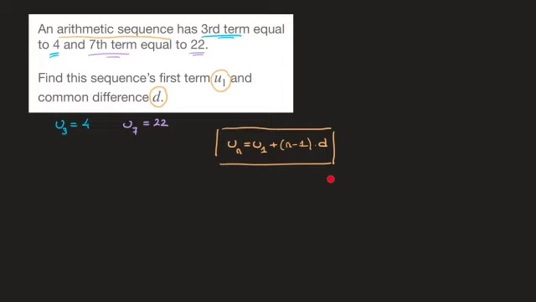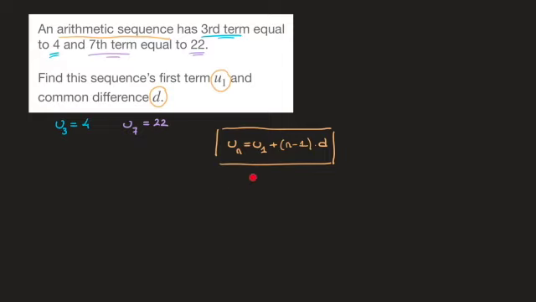Notice here that inside this formula we have both of the unknowns we're trying to find. The first term, u sub 1, and d. And the trick for solving this type of question is to successively replace n inside this formula by 3, followed by 7, and that will lead us to two equations with two unknowns. Here's what I mean. The fact that the third term, u sub 3 equals 4, tells us that if we replace n inside this formula by 3, then the result should equal 4.